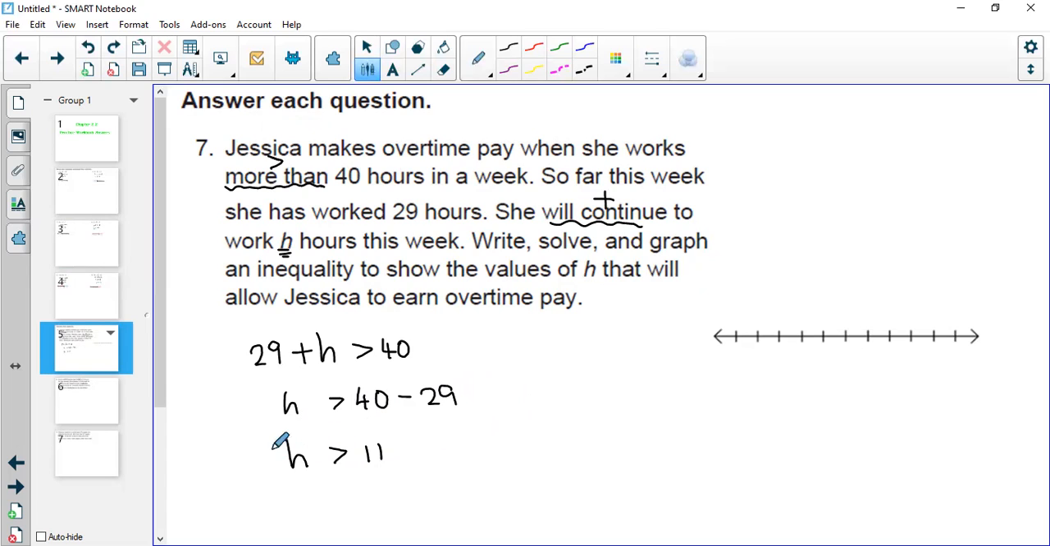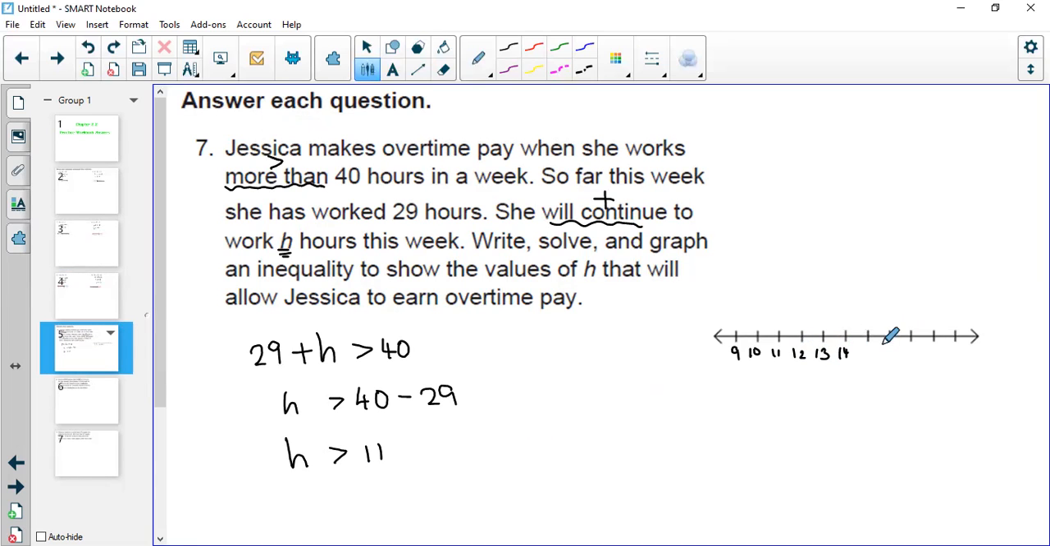So H can be 12. She can work for 12 hours. She can work for 11.5 hours. Only if she works, she will get her overtime. So how are we going to graph this? Now again, it's totally up to you how you have chosen the number line to be. I choose it to be this way.